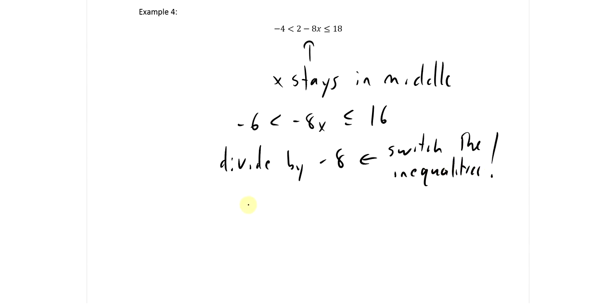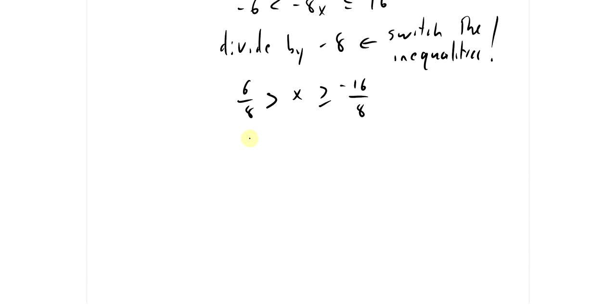So I get 6 over 8 is greater than x is greater than or equal to minus 16 over 8, right? So this is a minus divided by a minus, so the minus signs cancel out. Positive divided by a minus means we keep the minus sign. And if we simplify that a little bit, we get 3/4 is bigger than x is bigger than minus 2.